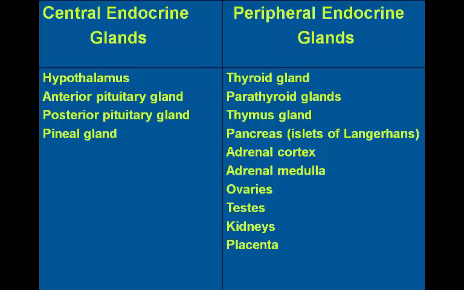There are other peripheral endocrine glands. I could have included the atria of the heart, the liver, the bone marrow. I could have included the adipose tissue, or the fat. And there's a few other peripheral endocrine glands to boot, but these are the more commonly acknowledged ones.